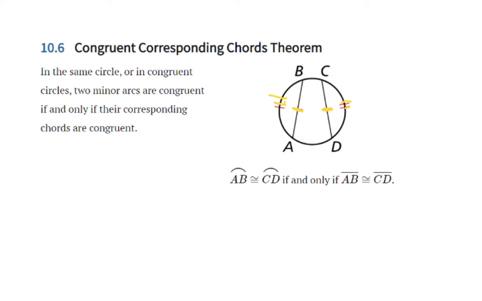That makes sense to us because if we had two different size chords, if there was a chord that went from here to here, the arc that it creates would be a different size from this arc. So arcs are congruent if their chords are congruent within the same circle.